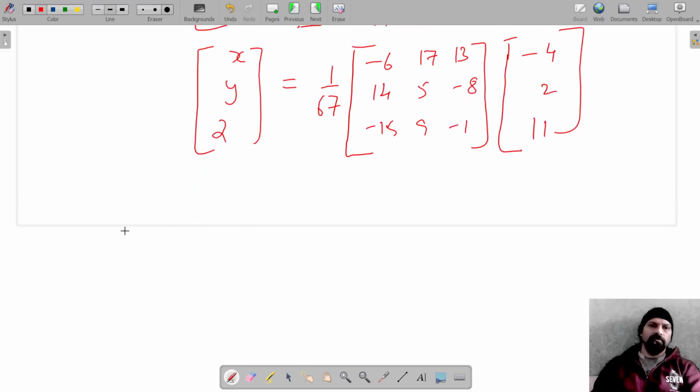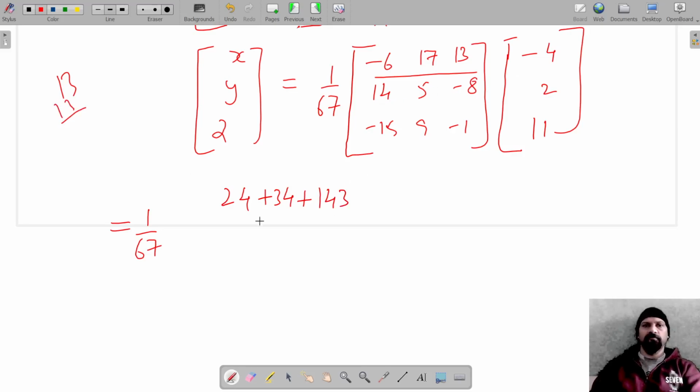So let's multiply these two matrices, which is equal to 1 by 67. So I'm going to multiply this. So negative 6 into 4 is negative 24. 17 into 2 is 34, plus 13 into 11. So 13 into 11 is 143. Now 14 into 4 is 56, and plus 5 into 2 is 10, and negative 88. Third is negative 20 plus 18, negative 11.